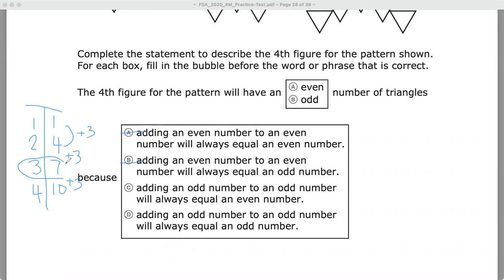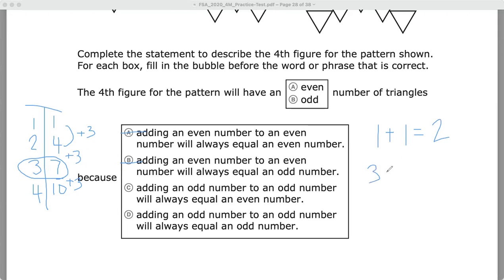And the third one had 7 triangles. So you're adding an odd number to an odd number, right? Does that always give you an even number? Or does an odd number plus an odd number give you an odd number? So let's think of some different examples. If we have 1 plus 1, those are both odd numbers. That gives us 2. That's an even number.